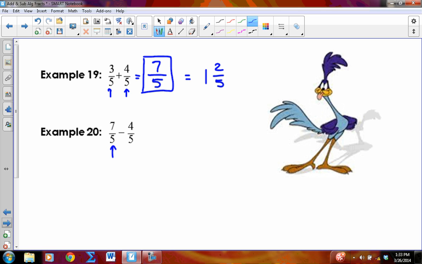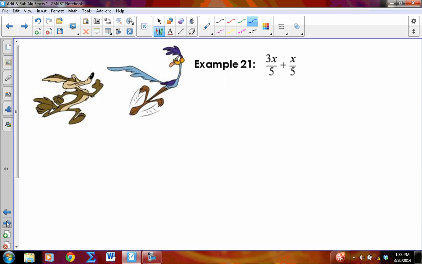In example 20, once again, they both have the same denominator, so all I do is subtract the numerators. 7 minus 4 is 3. My answer is 3/5. Now, we're going to do the same thing with algebraic fractions.